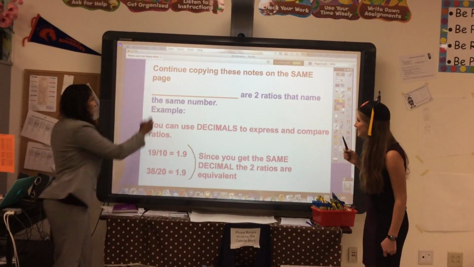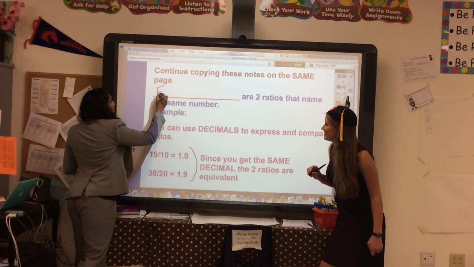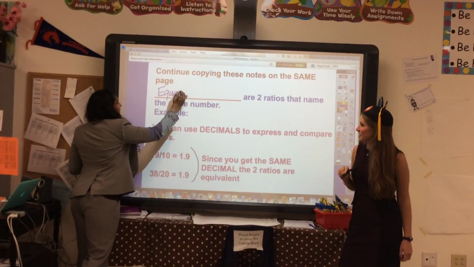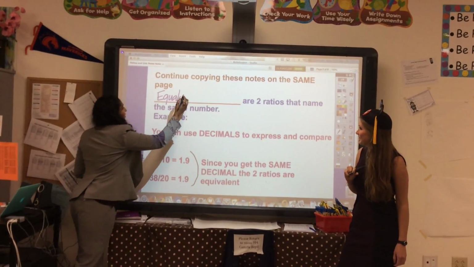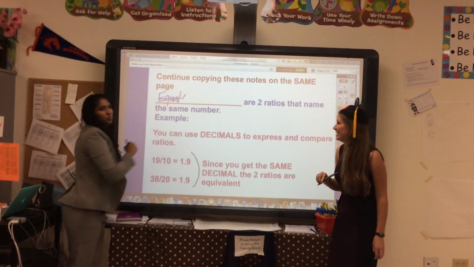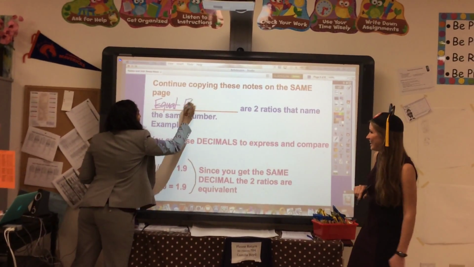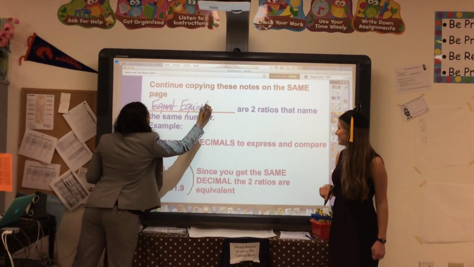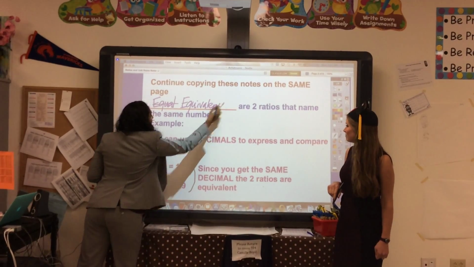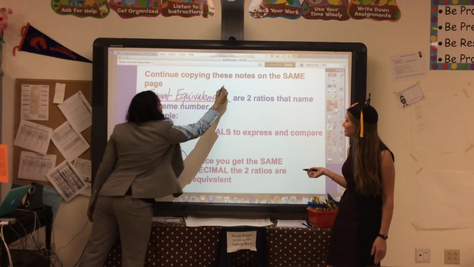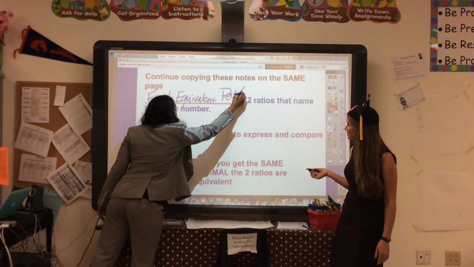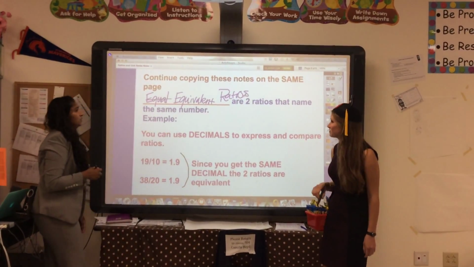Starting with equal. So I'm going to start writing the word equal, and I'm just going to think, what could I fill in there? Equivalent. Oh, so Miss Boyd can't spell. That's okay. She's a math teacher. All right, so equivalent, and then we're talking about what? We're talking about ratios. So we're going to put equivalent ratios are 2 ratios that name the same number.